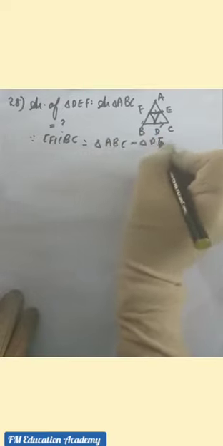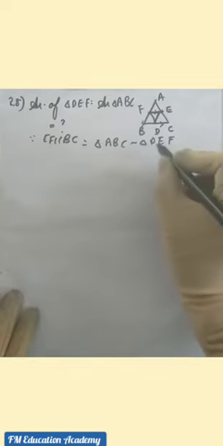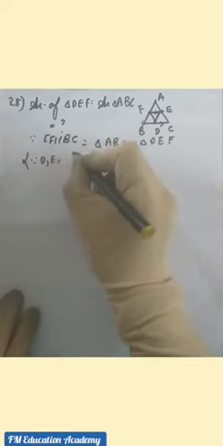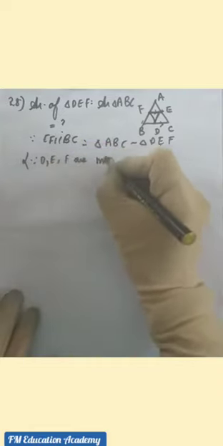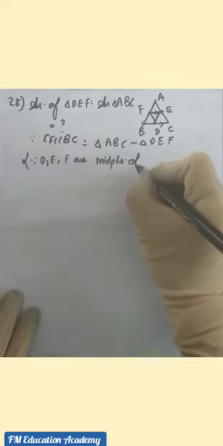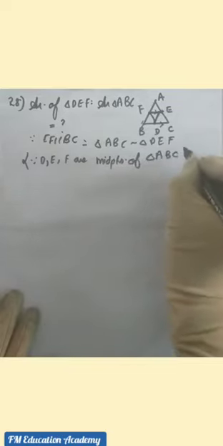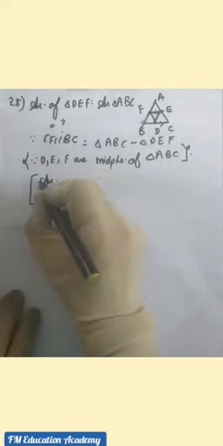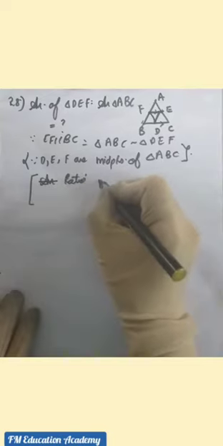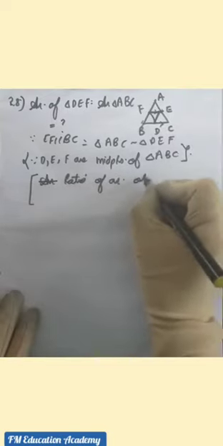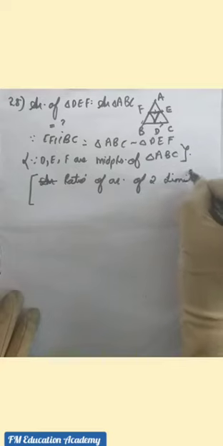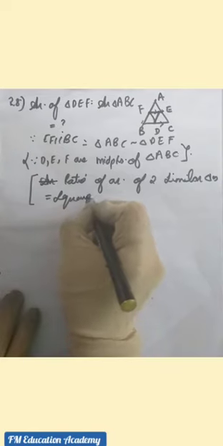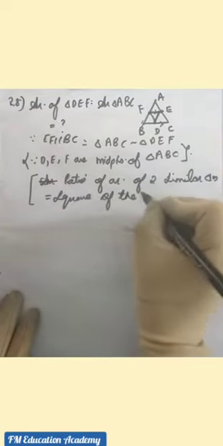So here we can say that since EF is parallel to BC, therefore triangle ABC is similar to triangle DEF. What is the reason? Since D, E and F are midpoints of triangle ABC, we can say EF is parallel to BC. So we know that we have a theorem. What is the theorem? The ratio of the areas of two similar triangles is equal to the square of the ratio of their corresponding sides.